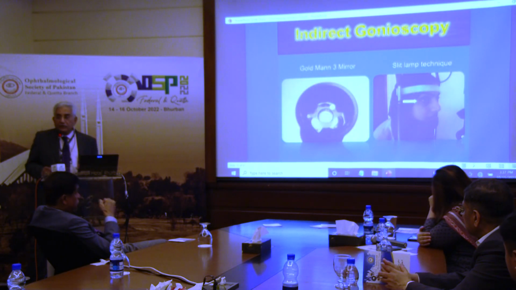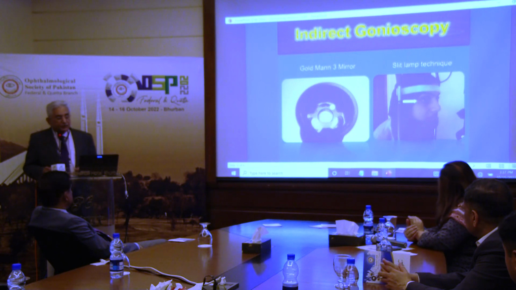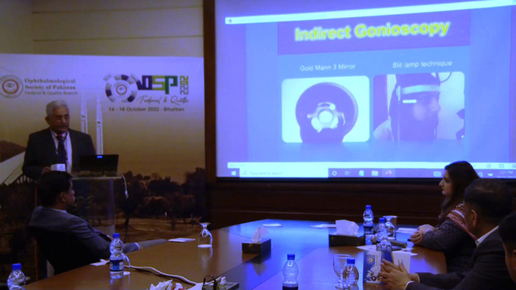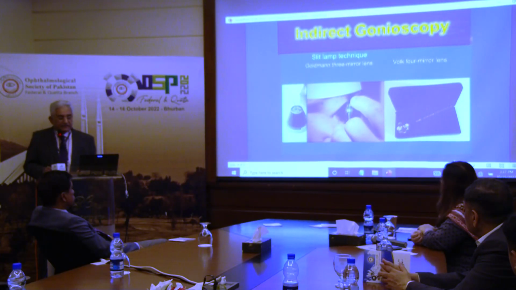Now in an indirect gonioscopy, a simple thing for the residents, the slit lamp should be aligned properly with the outer canthus. You can take a simple 3 mirror or you can take a specialized lens, a Zeiss lens, which is a Volk 4 mirror lens or Zeiss lens, and slit lamp technique can be used.